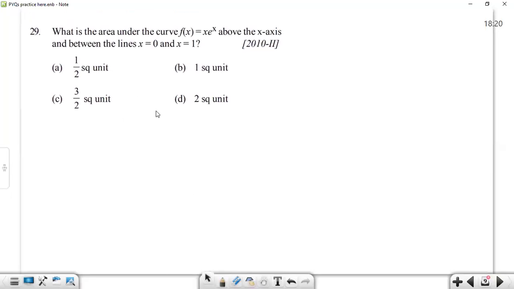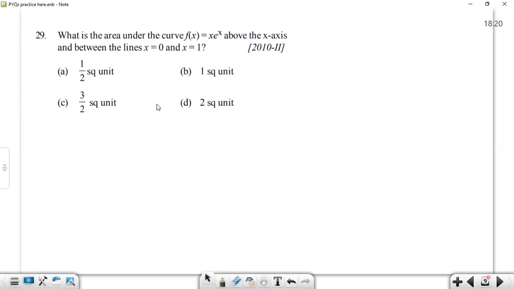Okay, so coming to the next question: what is the area under the curve f(x) equals x times e to the power x, above the x-axis, between the lines x equals 0 and x equals 1? Now, do you know how to draw the graph of x into e raised to power x? Please respond. If you don't, please tell that. No, sir, actually no. So we'll ignore drawing the graph here. Simply, we have the function and we have two lines.